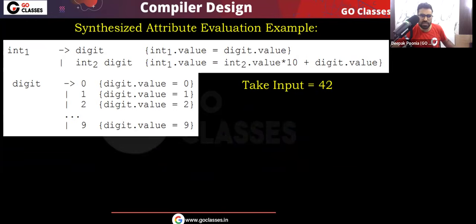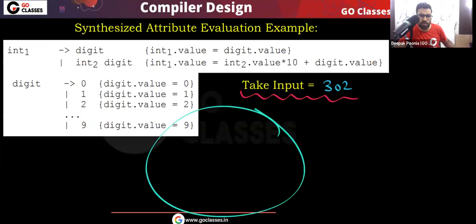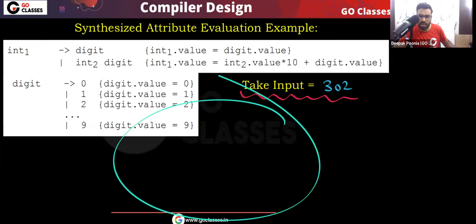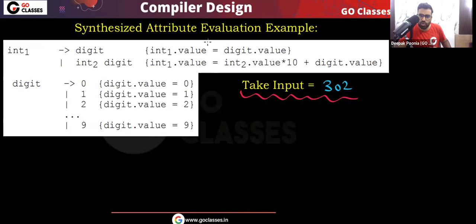Okay, I can give you a homework here. So let's assume that the input is 302. Now, just for practice sake, I know you understood what will be the output. The output again will be 302, but just for the sake of practice, you make the parse tree and then you do the evaluation bottom up. Okay, because all the attributes are synthesized attributes, so the information will flow upward. So you can just take this as a homework.